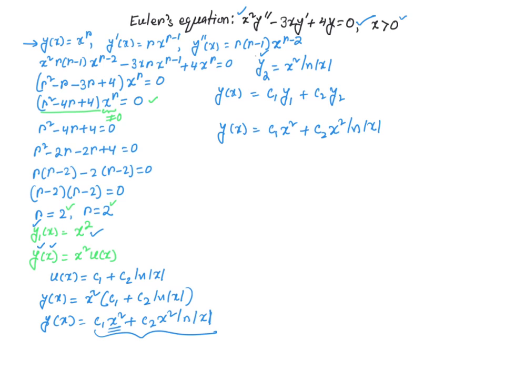the absolute value of x. I used c1 and c2 a couple of times here. It's important to keep in mind that we are a little bit loose about it, because these are arbitrary constants and I use the same symbol for them.